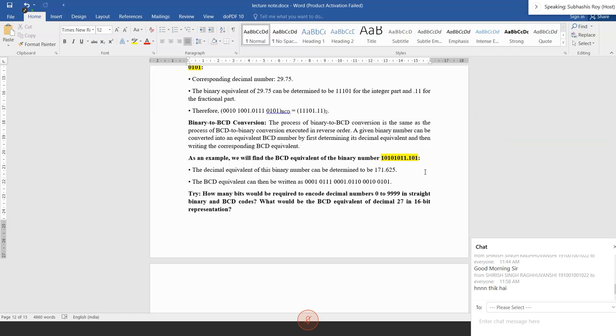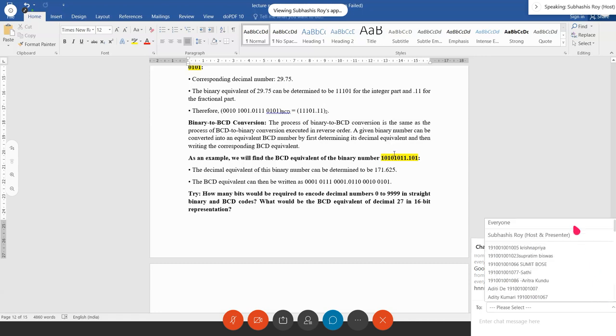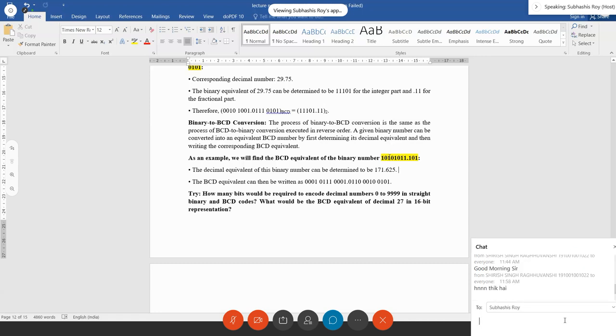I have already shown you in the previous section. You need to write the weight method. You can take the weight method. So you write the weight of each digit. Where there is 0, you just don't take that note, and where there is 1, you take a summation of those weights. You need to take a summation of the weights where the bits are 1. This is true for the integer as well as the fractional part. So you can directly get this 171.625 number from this combination.